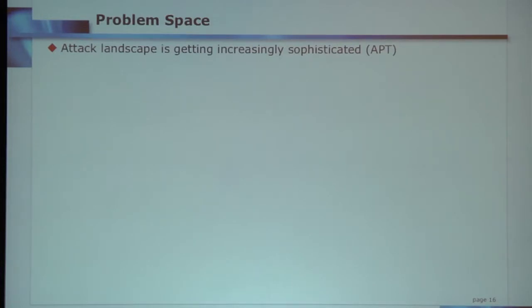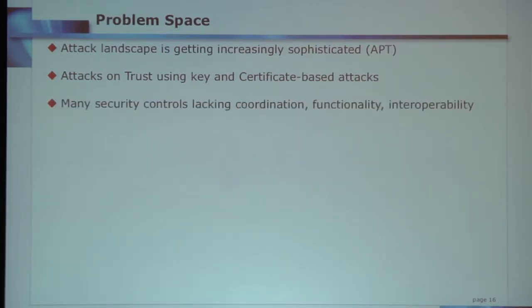So before I go into the architectural discussion, I'd just like to briefly summarize the problem space in which we are operating here. The attack landscape is getting increasingly sophisticated, right? Advanced persistent threats. Threats are getting stealthier in nature and much more targeted. Then in the most recent years, what we have seen is attacks on trust, using key and certificate-based attacks, as you probably know. And then the other problem is we have many security controls. We have a large number of security controls. That's not the problem. The problem is that they lack coordination functionality and interoperability.